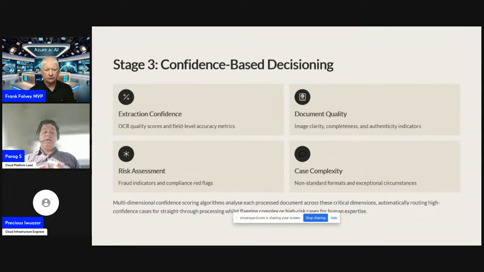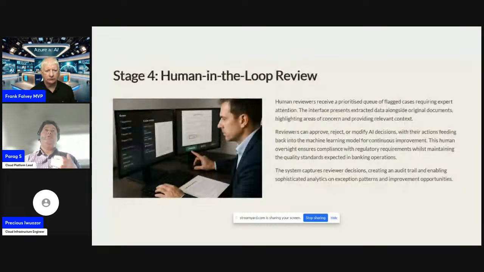So this multi-dimensional confidence scoring algorithm analyzes each processed document across these critical dimensions, automatically routing high confidence cases for straight through processing while flagging complex or high risk cases for human expertise. And that's where the fourth stage, human in loop review, comes in.